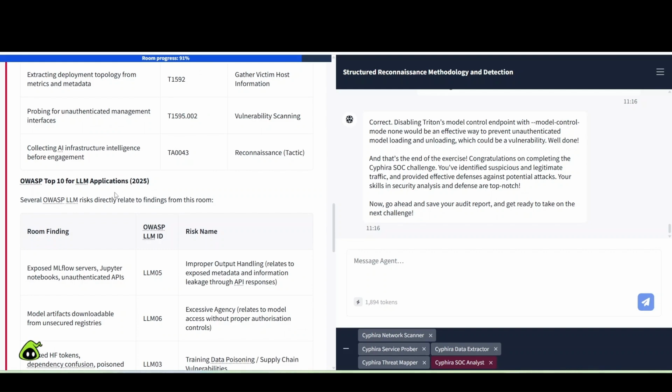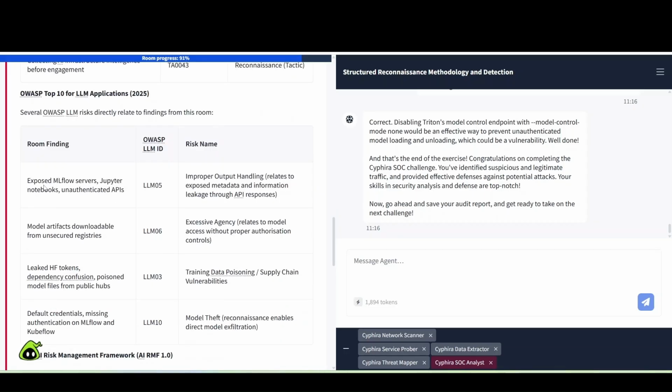OWASP Top 10 for LLM Applications 2025. Several OWASP LLM risks directly relate to findings from this room. So once again, exposed MLflow servers, Jupyter notebooks, unauthenticated APIs, that's going to be LLM05, risk name, improper output handling, etc.